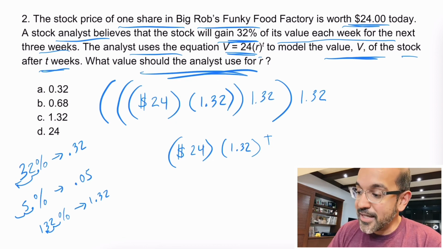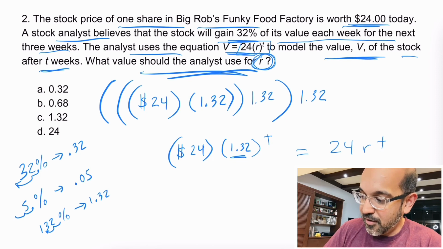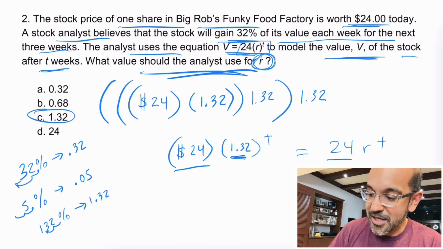So when it's asking what we should use for R, R is this value here in this equation, right? 24R to the T. The 24s line up. Our R is our rate. So it's answer choice C, okay?